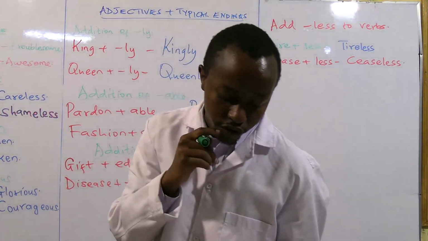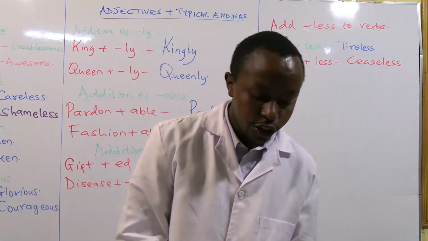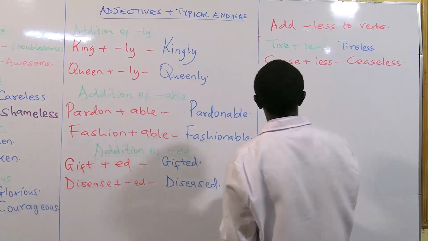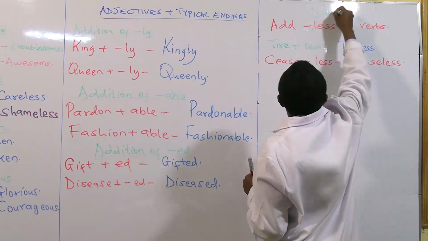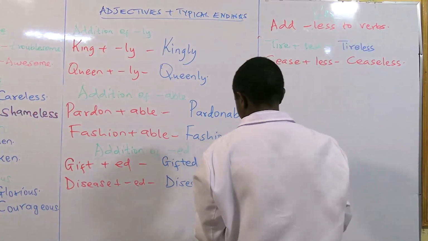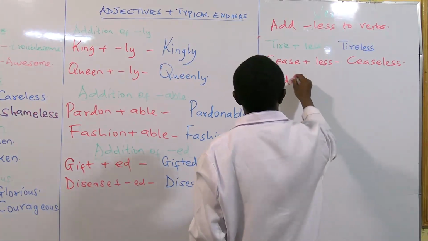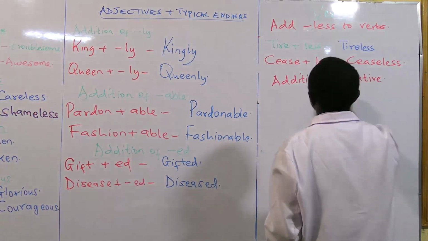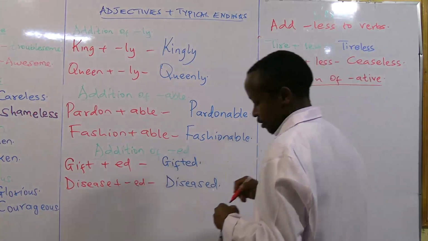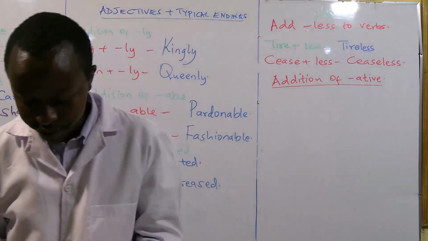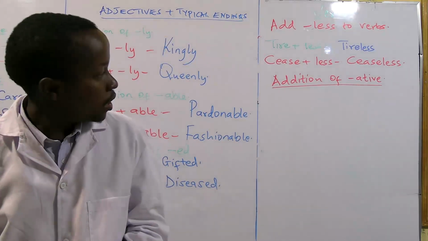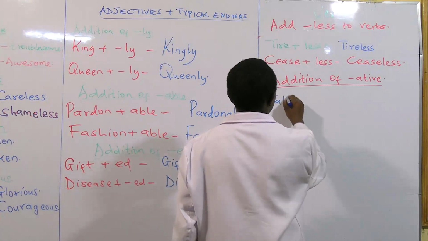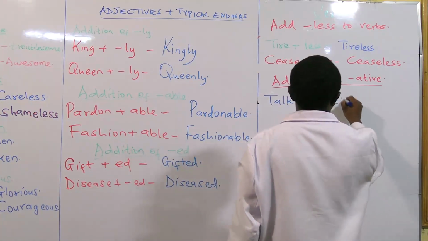We have this other one, addition of ative to verbs. These ones we are talking about verbs. Addition of ative. Look at this. When there is addition of ative, we have words like talk. Talk plus ative becomes talkative.